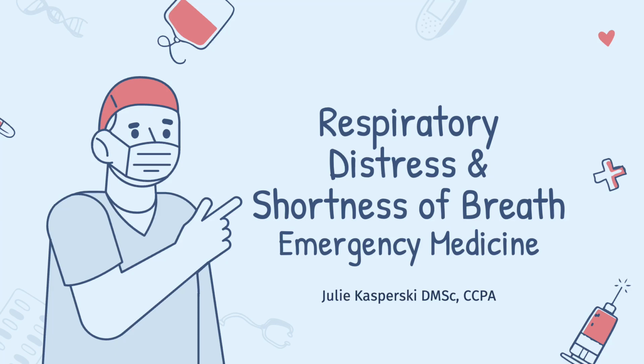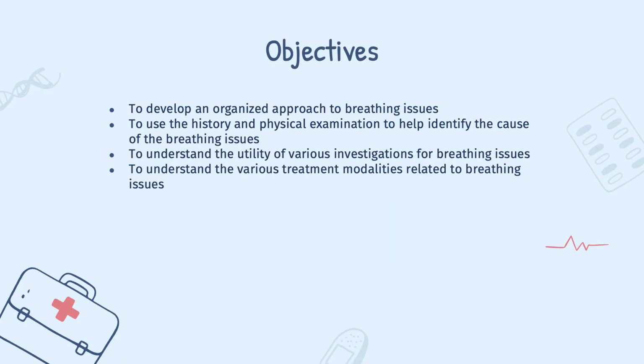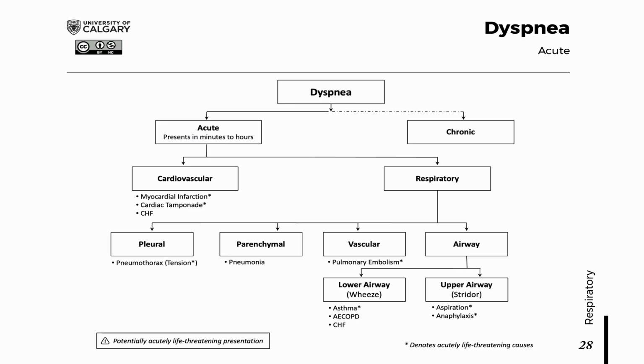Today's lecture, we're going to be talking about patients who present to the emergency room in respiratory distress and shortness of breath. Our objectives are going to be about coming up with a really organized approach to shortness of breath and breathing issues, talk about the history and physical exam to help identify the driving cause of the respiratory issue, to identify any investigations that we may need to utilize, and then certainly our treatment and disposition of the patient.